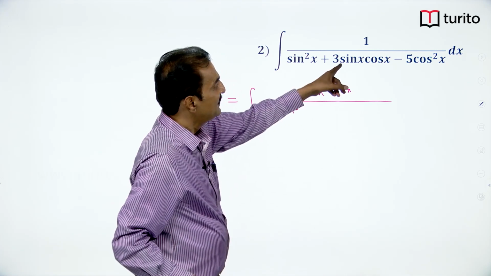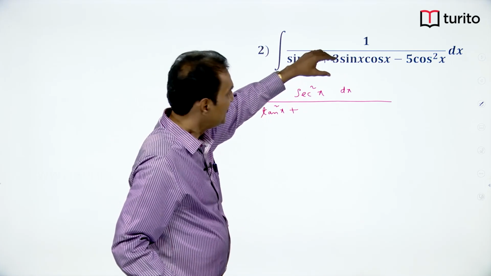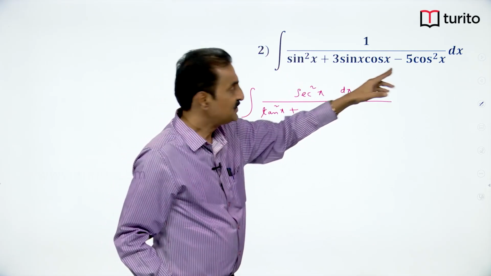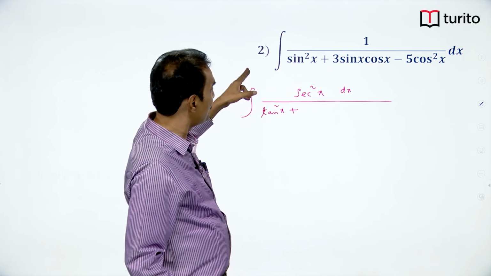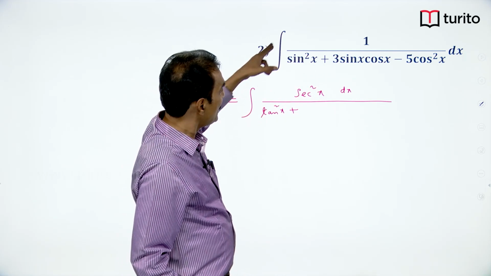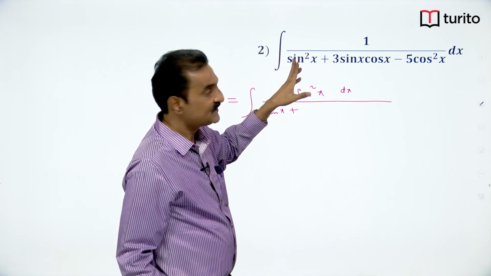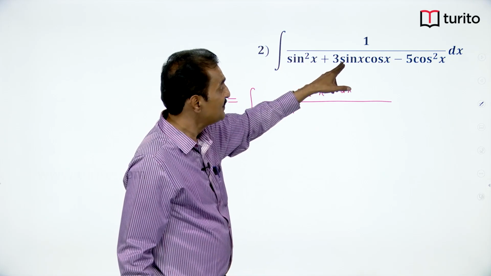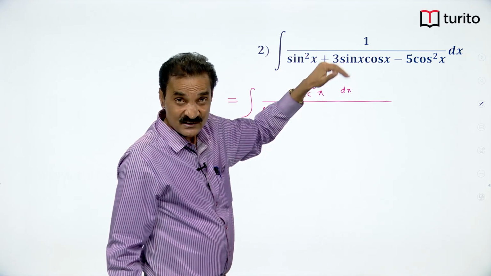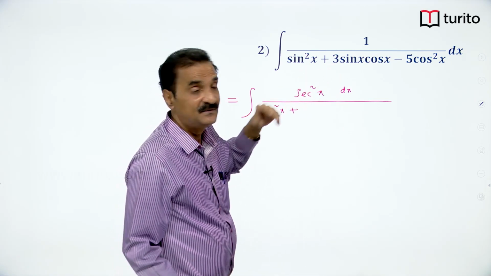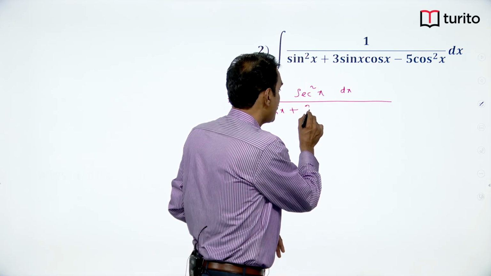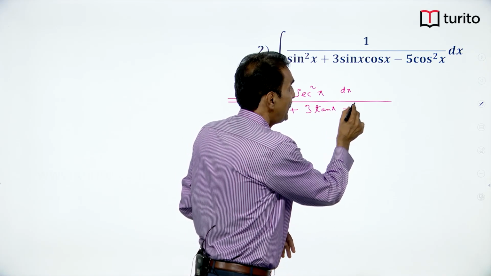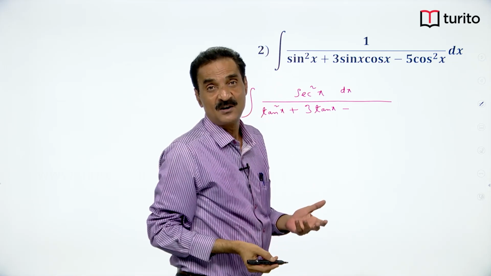plus, here multiplying by secant square x means dividing by cos square x. That means you are taking cos square x common from the denominator, then that 1 by cos square x becomes secant square x, and the denominator becomes sin square x by cos square x, tan square x. This becomes 3 sin x cos x by cos square x. What is it? 3 tan x minus 5 cos square x by cos square x is 5.